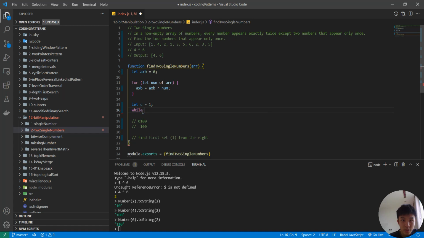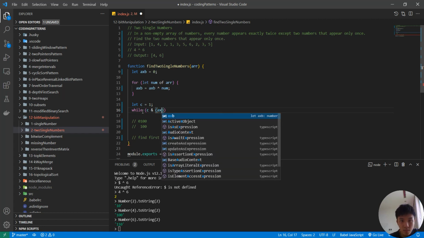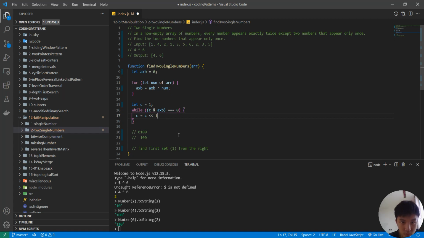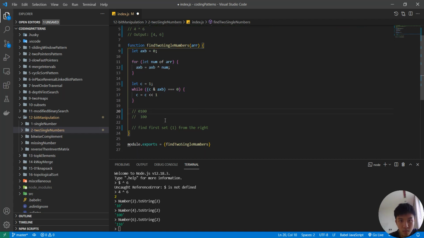As long as c AND a XOR b is still equal to 0, we want to shift c 1 bit to the left.